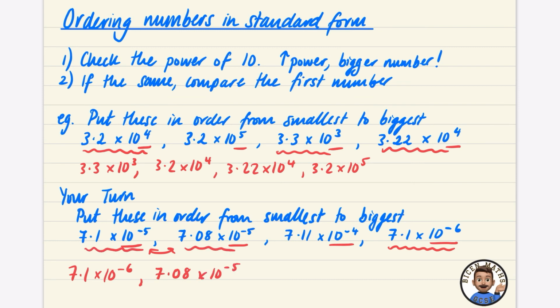And then the one after that is going to be our 7.1 times 10 to the power of -5, meaning our biggest one in this list is 7.1 times 10 to the power of -4, because obviously -4 is bigger than -5 and -6. So we've got those numbers in standard form, in ordered lists.